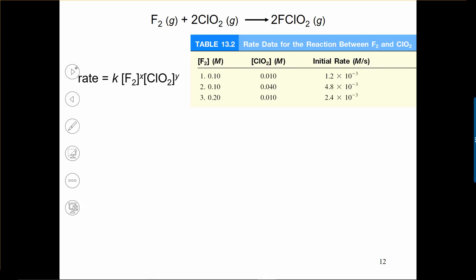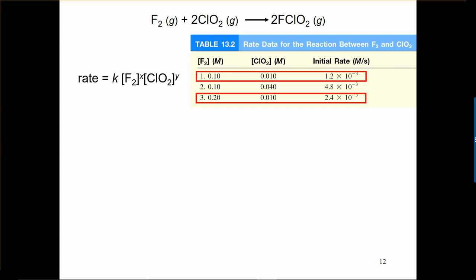Okay, so that's how I determine the overall reaction order. Here's some data. If I'm going to determine the order of a reactant, I would do it by looking at the concentration I started with of each thing and what rate I got at those concentrations. So I have 3 experiments here, 1, 2, and 3. Look at experiments 1 and 2. In experiments 1 and 2, I held the F2 constant, 0.1 and 0.1 molar. I didn't change those. But in experiment 2, I changed the amount of chlorite from 0.01 to 0.04. And that changed my rate. You see how it went from 1.2 to 4.8? That changed my rate.